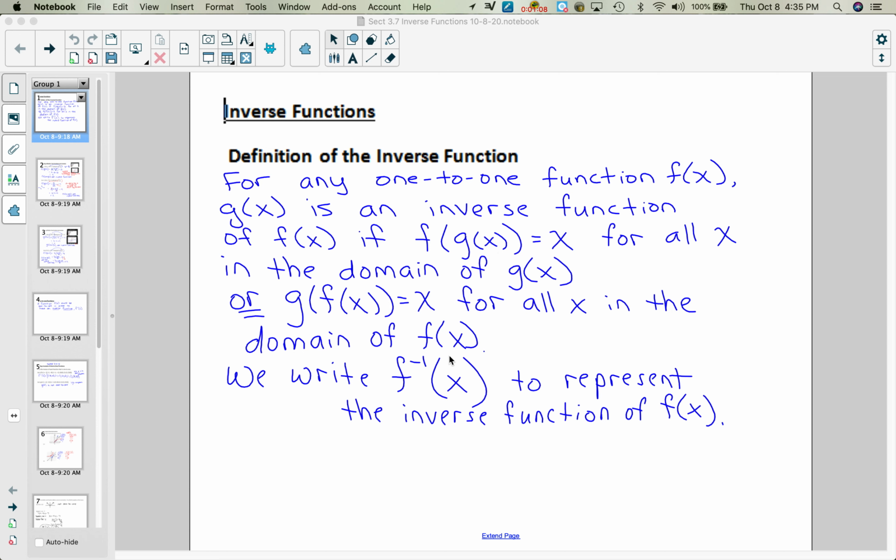The notation for that is, and you say this, f inverse of x. Don't think of it as an f to the negative 1 power, so don't confuse it with when you're doing a reciprocal.